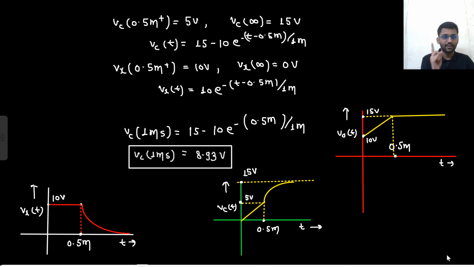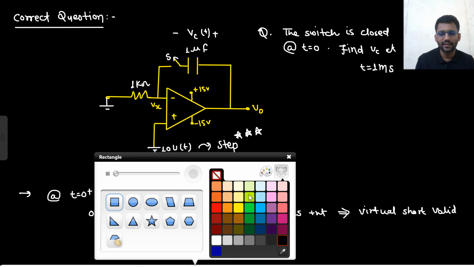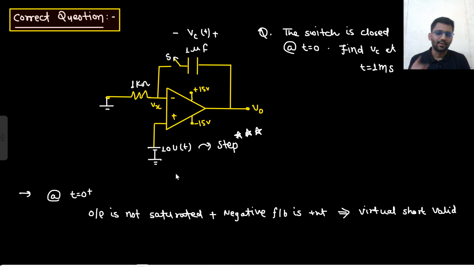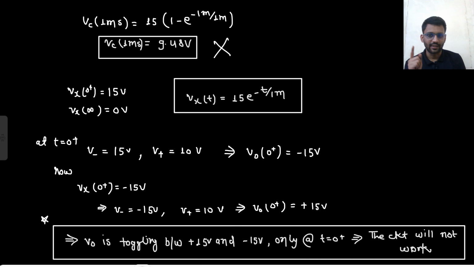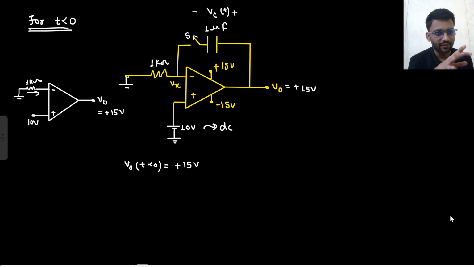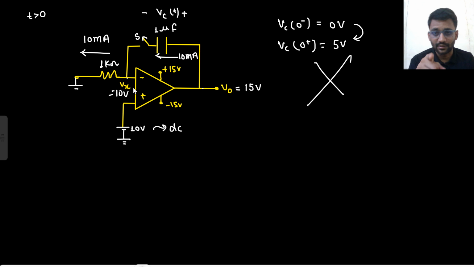These are the correct waveforms, but not for the given question. So this is the correct question which should have been marked, where your input is step input, but here they gave the DC input, so it made the whole question wrong, because here you have 15 volt flowing in the loop. Those who applied the concept of virtual short here can see what happens if I apply it for a DC input.